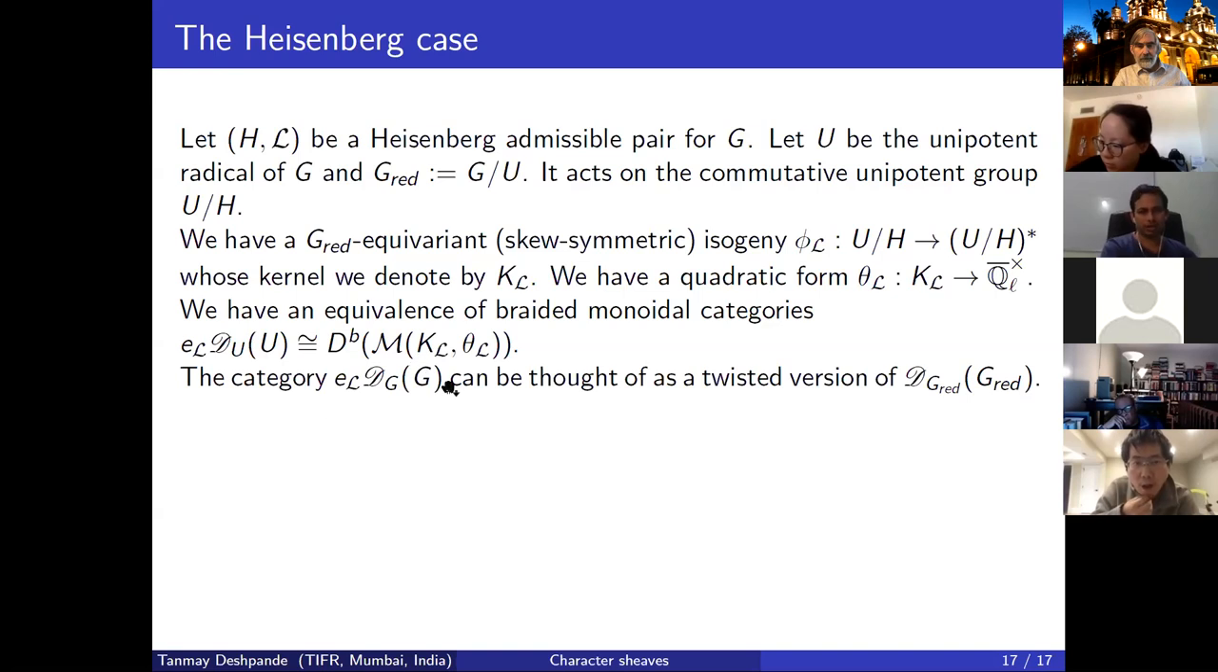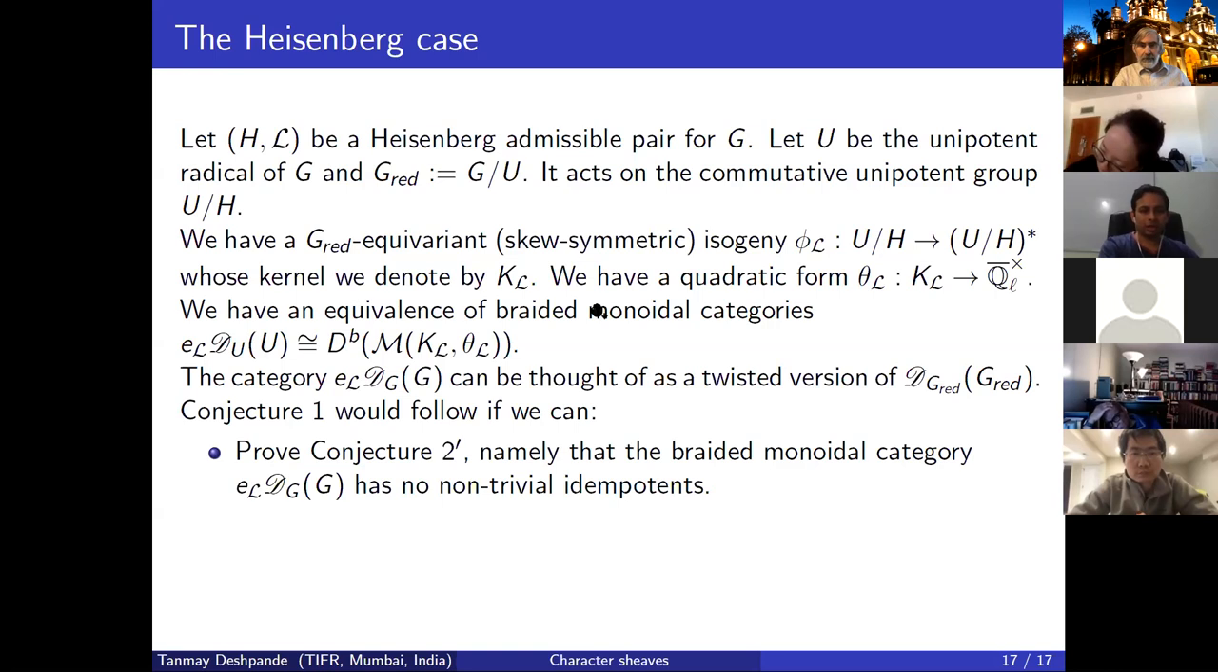And moreover, basically we want to study this, so EL is a Heisenberg idempotent, and we want to define character sheaves in this category. So this in some sense can be thought of as a twisted version of the bounded derived category of the reductive quotient. So finally let me say that our goal was to prove conjecture 1, which was about the existence of character sheaves and the properties that the set of character sheaves is supposed to satisfy.